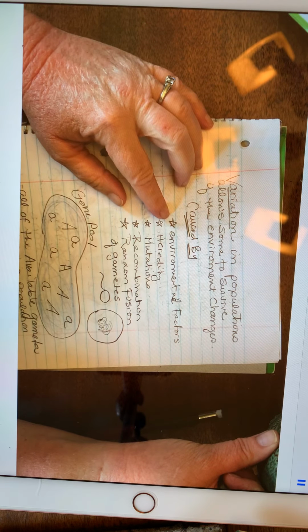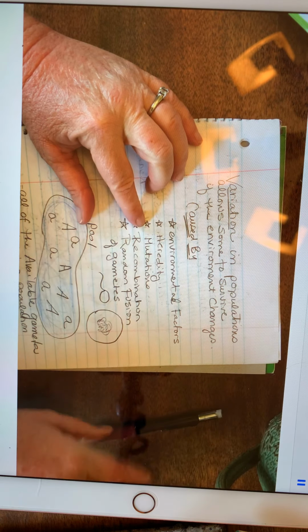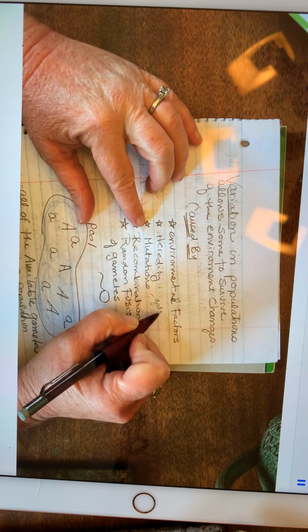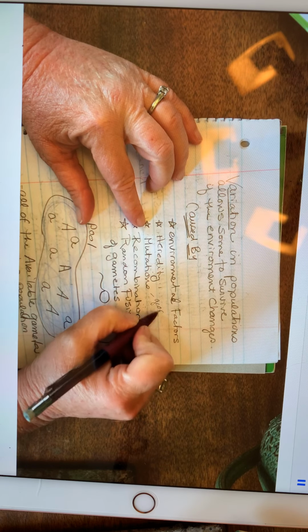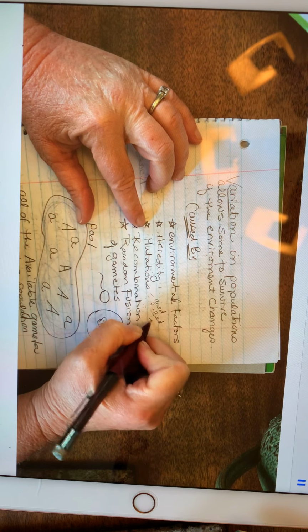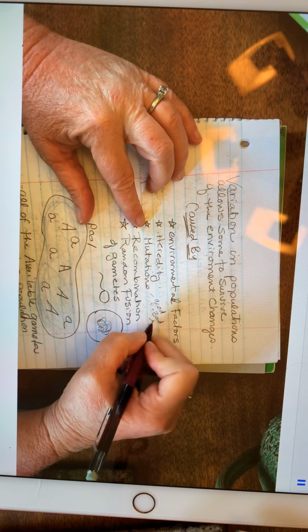What causes variation? Well, mostly it's mutations, because remember, mutations can be good. They can be bad, or they can be nothing. They can be neutral.